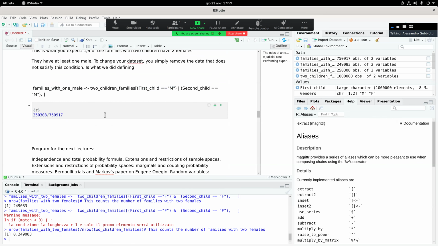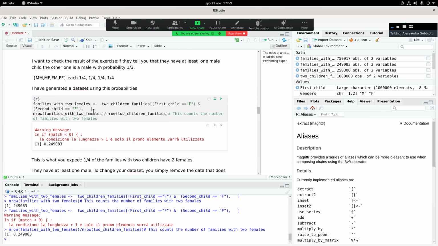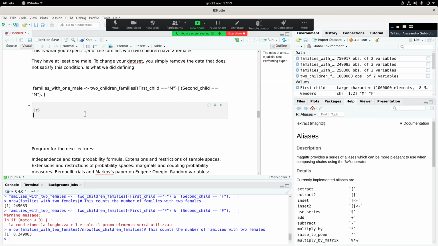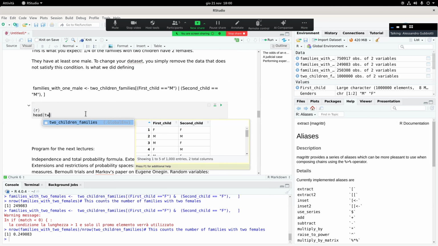Okay, now what does the conditional probability given this event mean? Well, it means that we do the same thing we did with the original data set, which was the number of families with 2 children, but with this new data set, which is the number of families with 2 children, at least one of which is male. So let's simply depict for a moment the families with 1 male.